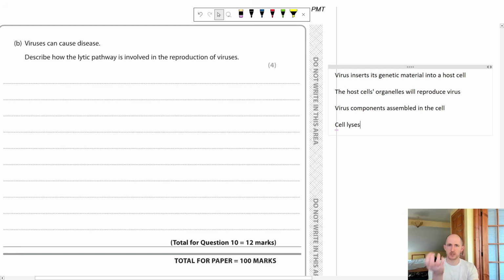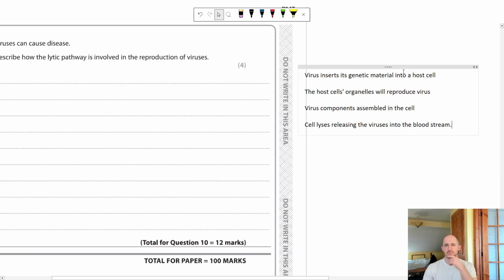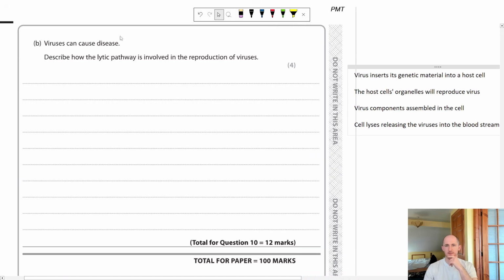So what is lysis? It means it ruptures, it splits, releasing the viruses into the bloodstream. That's it. So essentially the lytic pathway is the method by which the virus will insert its genetic material into the host cell, eventually causing it to rupture by filling up the viruses. And that's essentially how it works.